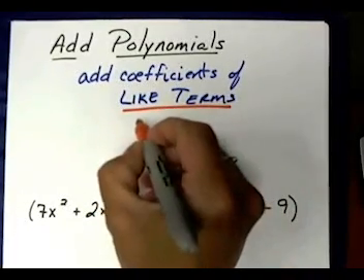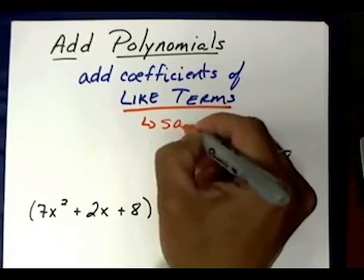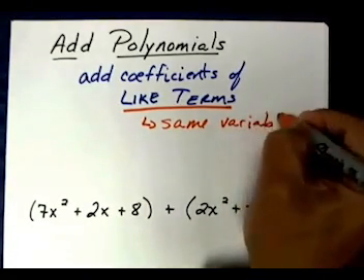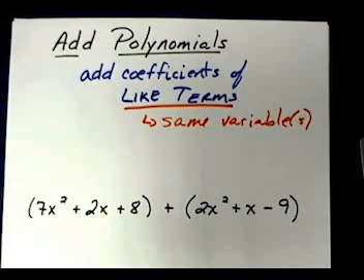Okay, the first criteria for like terms is that they have to have the same variable, or variables if we have more than one. Okay. So I cannot combine a term that has an x with a term that has a y because they're not like. They're not the same.